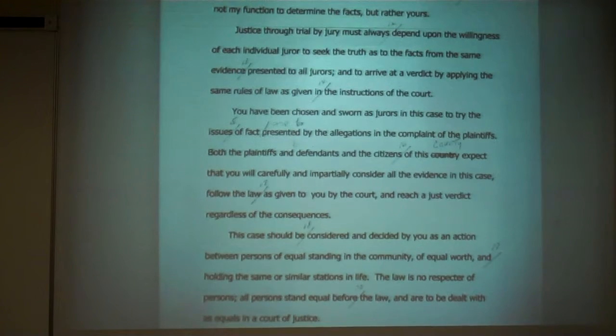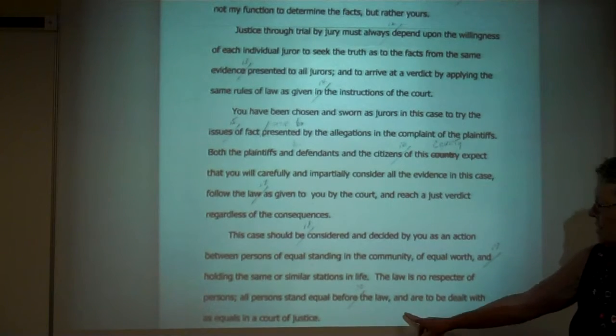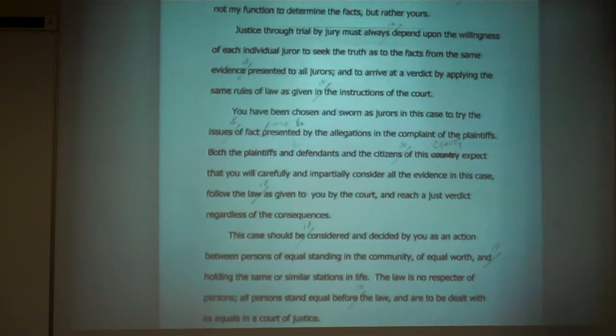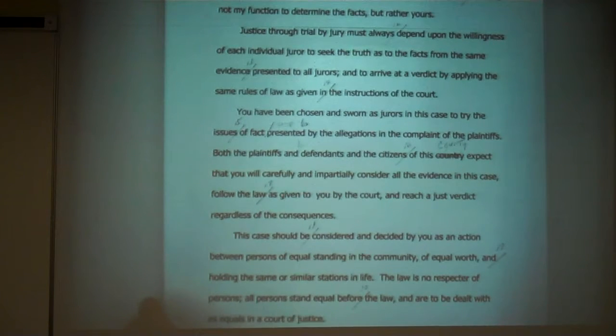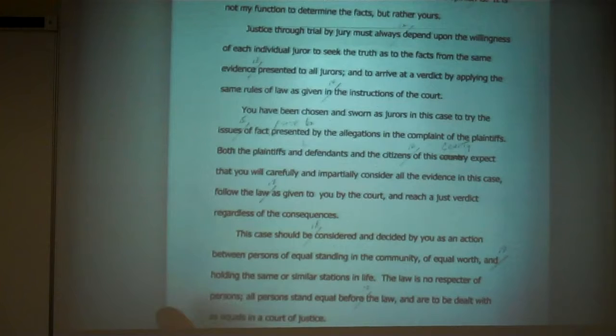The way I would do it: the law is no respecter of persons, period. All persons stand equal before the law and are to be dealt with as equals in a court of justice. And I would even take this one out. So less is best. Too many, in my opinion, semicolons in here. Any questions on this page? Is the "however" in there on one of those?